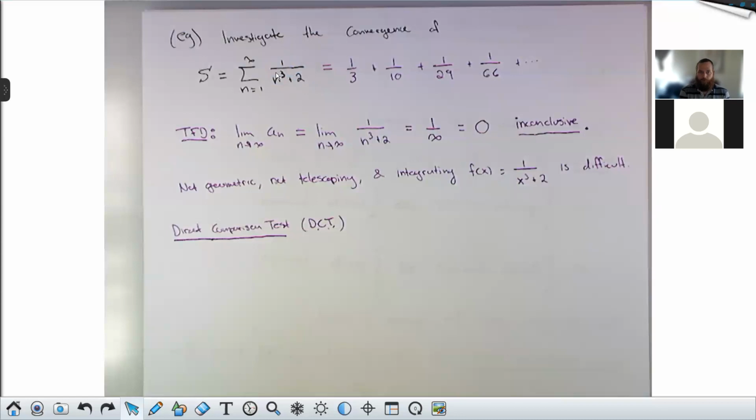Very good. If not for this 2, if this was just sigma 1 over n cubed, that would be a p series with p equal to 3. So it would be a convergent series, right? Because a p series where p is bigger than 1 is a convergent series. So that leads us to believe that this is a convergent series because it's very, very similar to the 1 over n cubed series. The only difference is this one has a little +2 down here.